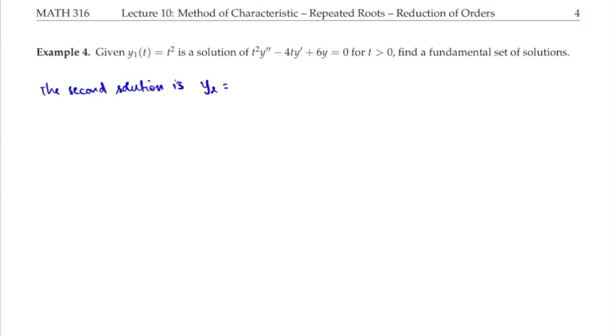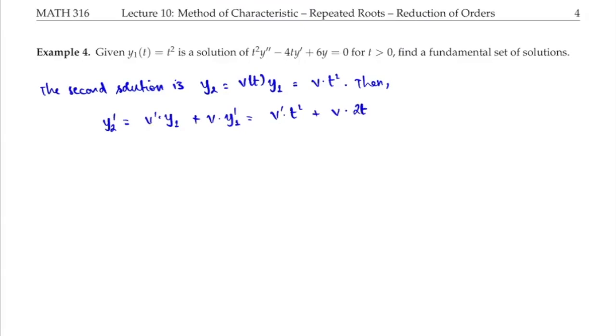the second solution is y2 equal to v of t times y1. For y1 equal to t squared, that is v times t squared. Then you find the first derivative and second derivative and substitute into the differential equation. Then you have y2 prime equal to v prime times y1 plus v times y1 prime, or in this case, since y1 is t squared, v prime times t squared plus v times 2t.